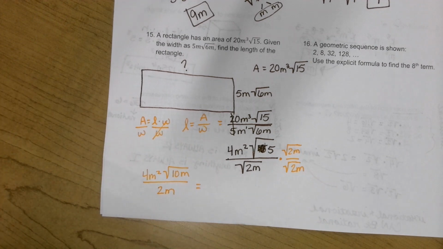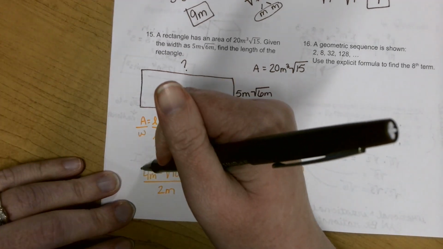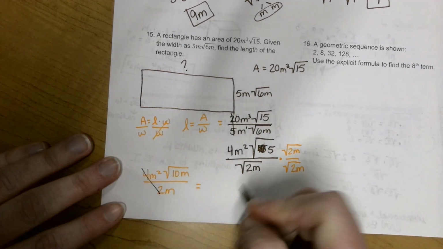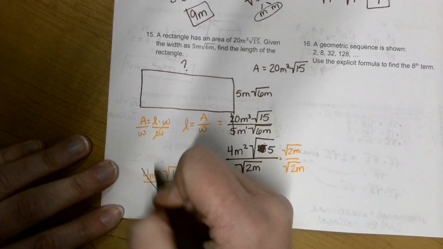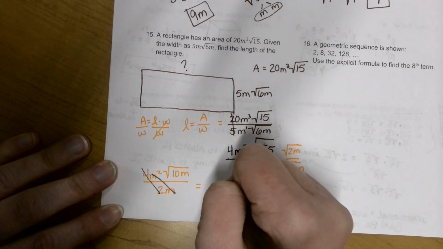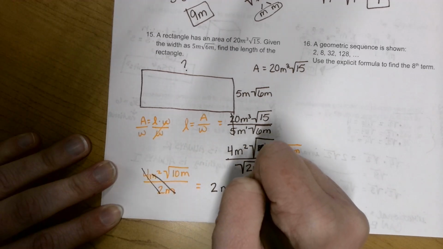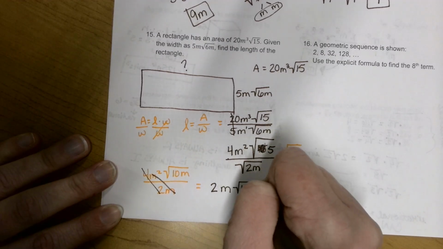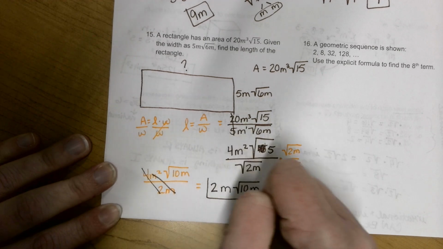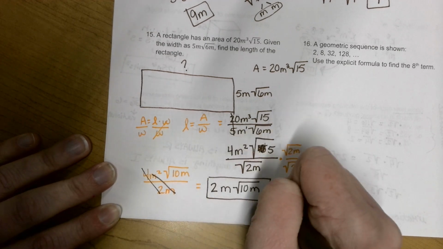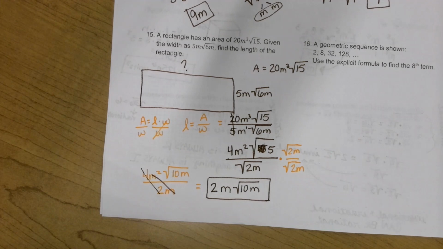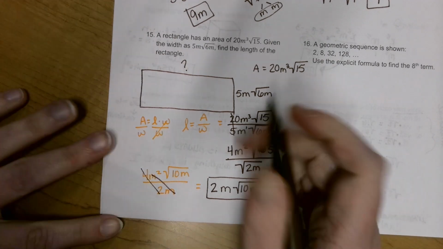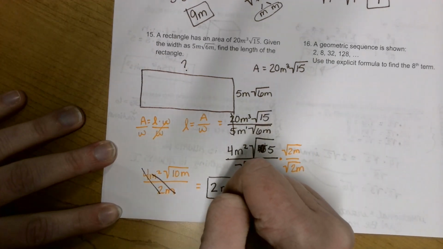Okay, and then to simplify this and make this a little bit prettier, we can divide again. So 4 divided by 2 is 2. M squared divided by m is m. And we have times the square root of 10m. And I'm going to leave that here. And we're all done. Yay! Okay. And this is the length of my rectangle, if we forgot.